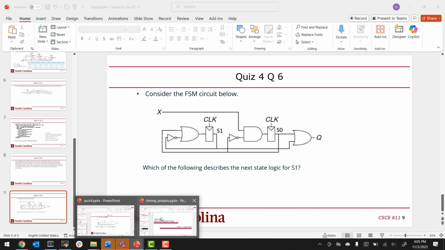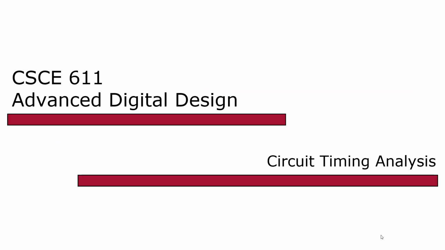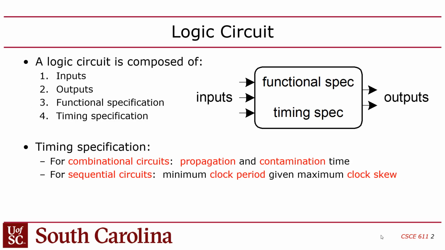Okay, so the next topic is circuit timing analysis. I think this is my favorite lecture. I mentioned at the beginning of the semester that you have a logic circuit in Verilog, for instance, and you've got inputs and outputs which are defined on the module line. Then there's some functional specification in the module definition. And I also mentioned that there was a timing specification, and we haven't talked about that yet.